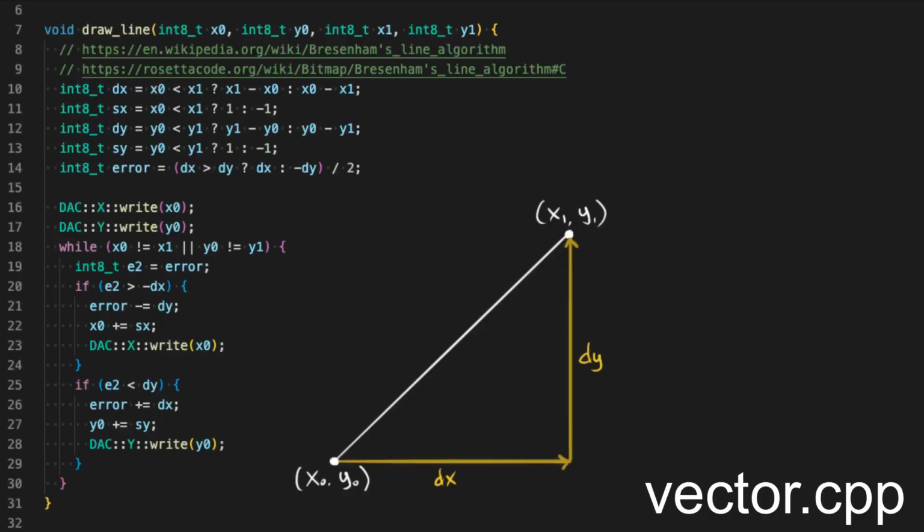It does this by keeping track of an incremental error as it steps across the line. When it takes a step in the x direction, the error is decremented by the magnitude of the y component of the slope. Then, when it takes a step in the y direction, it increments the error by the x component of the slope. This way, it can determine whether to step in x or y depending on how positive or negative the error has become.